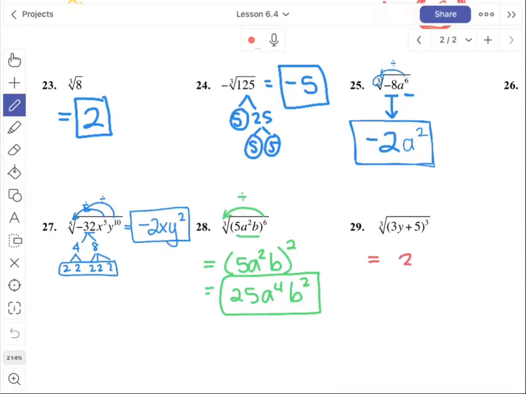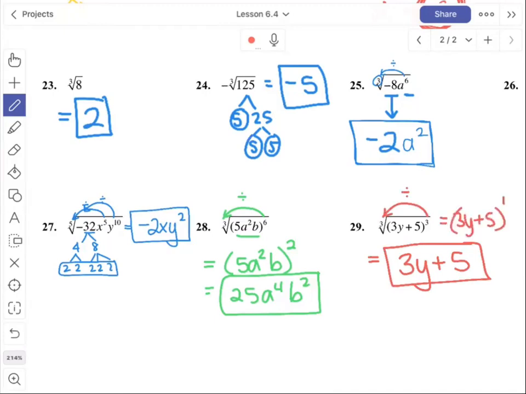Yep, final answer, 3y plus 5. No absolute value needed. Good. So remember, divide the exponent, and that just gets you 3y plus 5 to the 1st power, which simplifies just to 3y plus 5. Great job, guys.